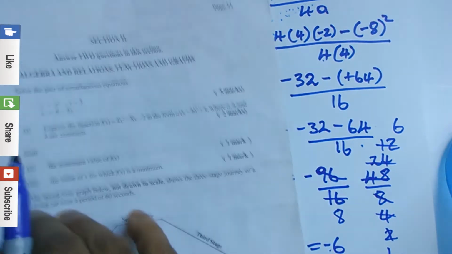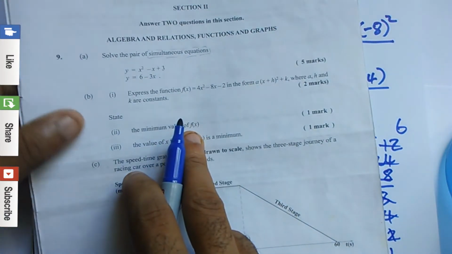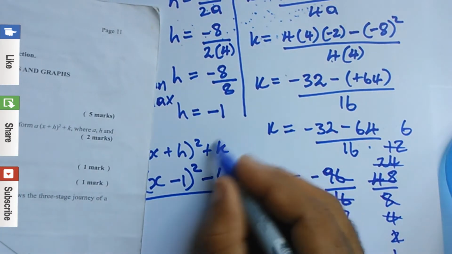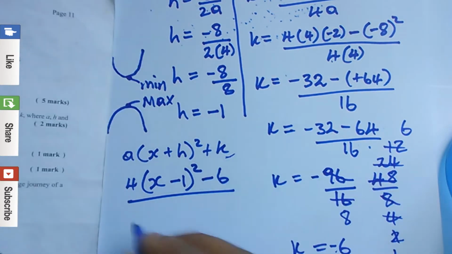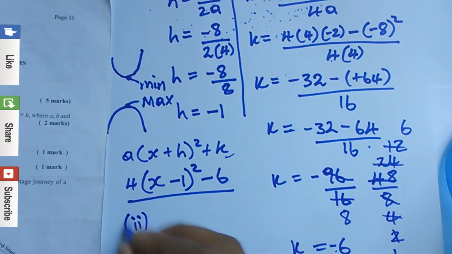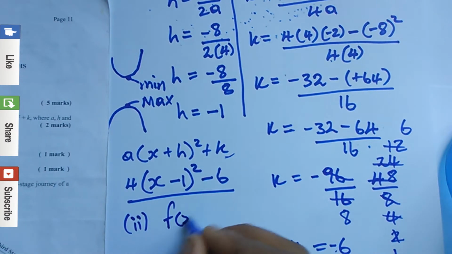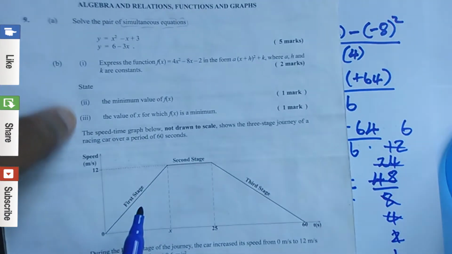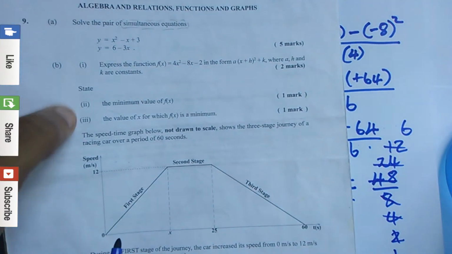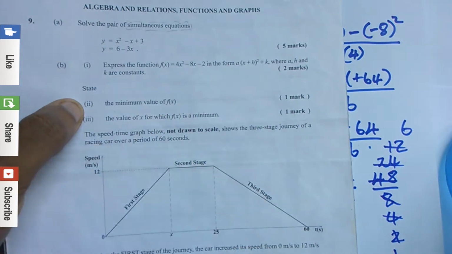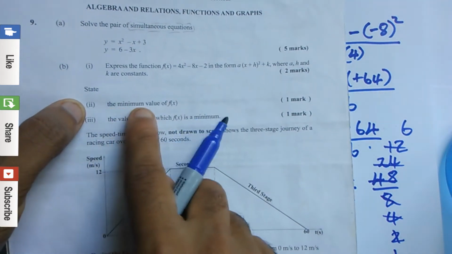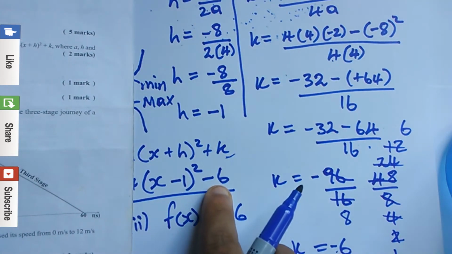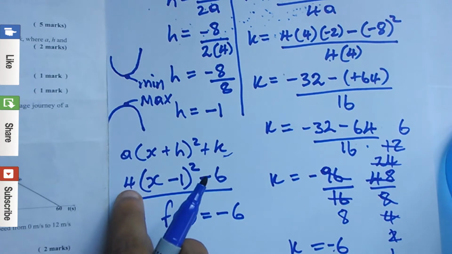So f of x is the same thing as y, but in this case, f of x is representing this k value right here. So k would be negative 6. For the follow-up question, the minimum value of f of x would be equal to negative 6. They always ask these two questions, or the majority of the time they ask these two questions, about f of x and about this x value. So the minimum or maximum value for f of x would be the k value, which is the negative 6 right here. It's a minimum because the coefficient of x squared is positive.